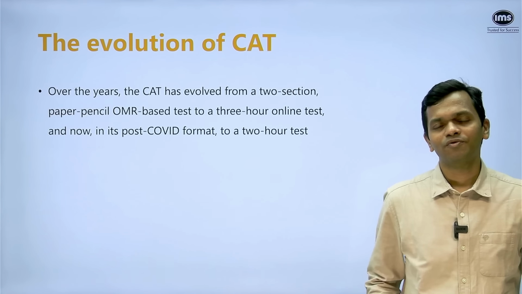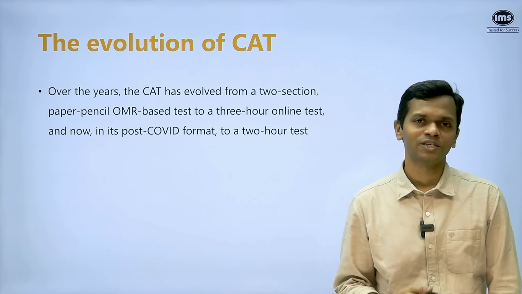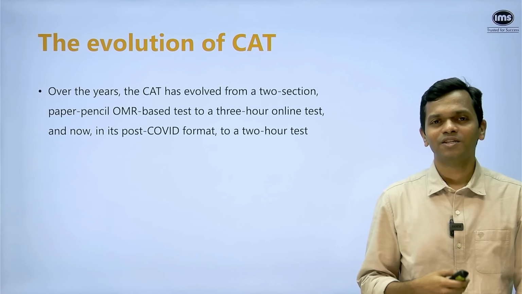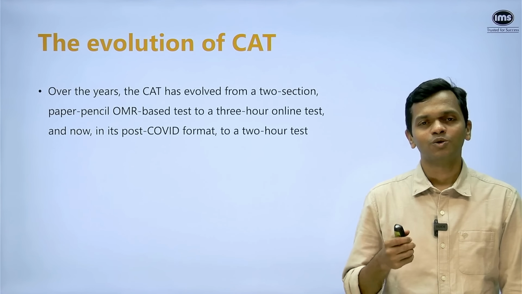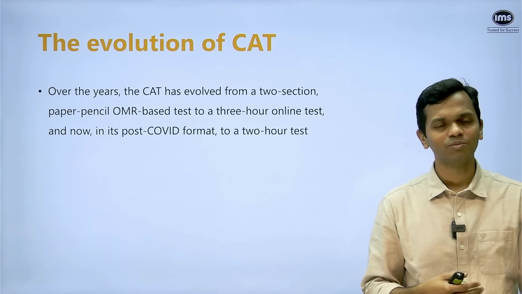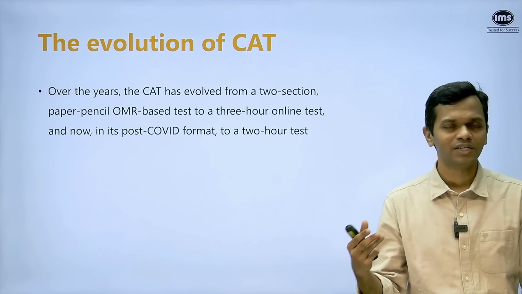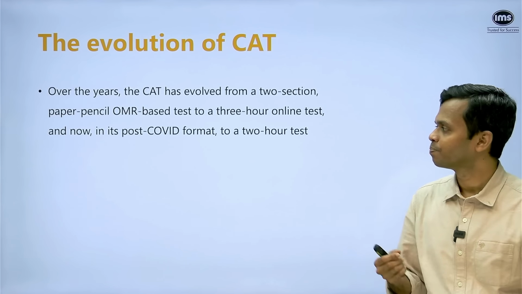For example, at a point of time, it used to have a lot of questions. If you look at, say, CAT 2001, 2002, etc., which is a long time back, there used to be 150 questions, 200 questions, and all of that. So at that point of time, it was largely a speed-based exam. Then they started reducing the number of questions, brought it down to 100, then 75 and 60 and so on. So they have played a lot with the format of the test.